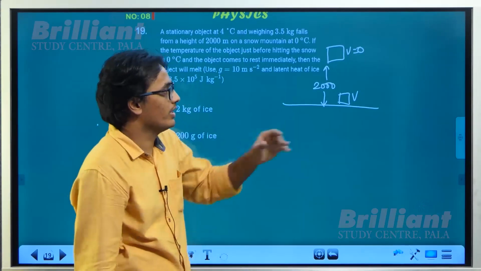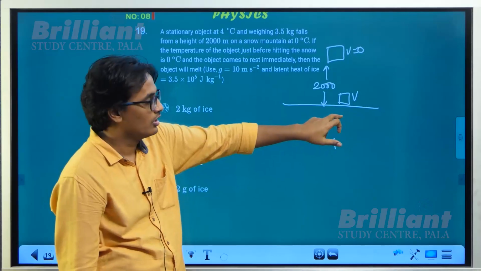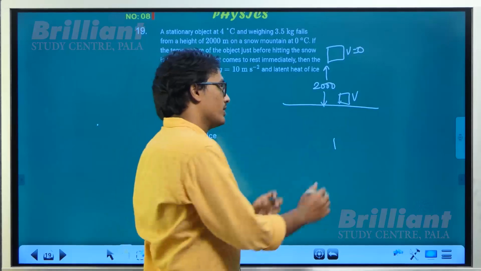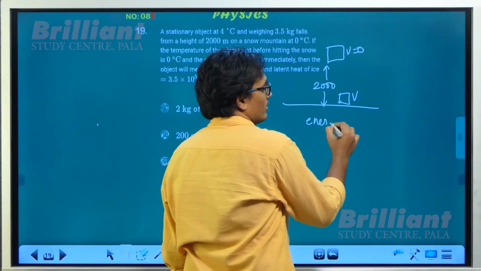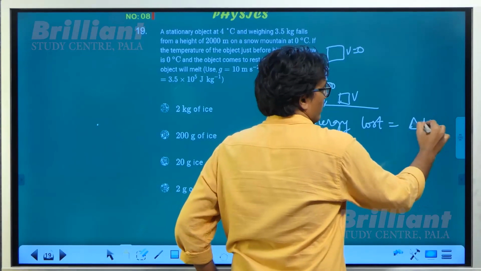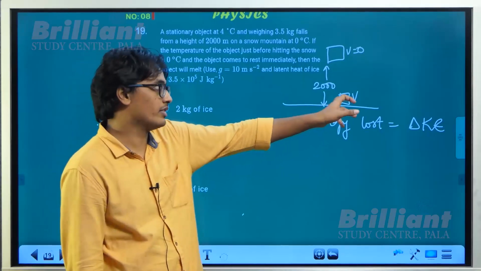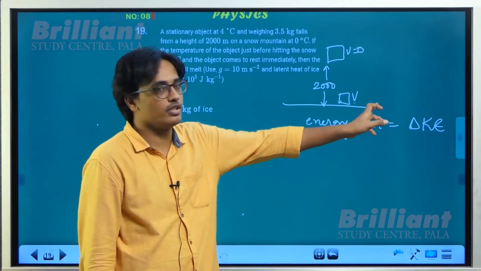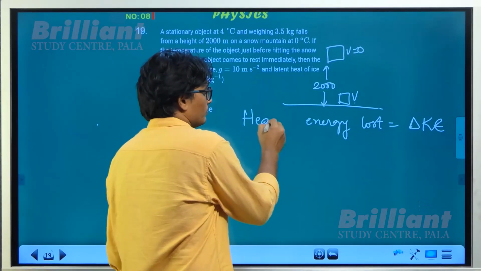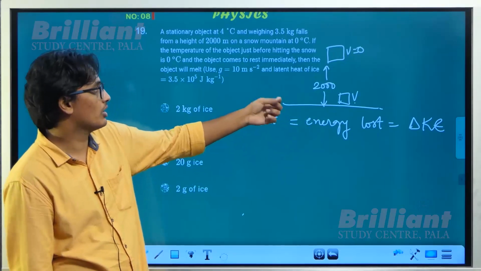They are saying it collides with the ice. Here it has kinetic energy. It collides with the ice and finally comes to rest. The energy lost is equal to the change in kinetic energy. Its initial velocity was v, and after collision it suddenly becomes 0, so it loses energy. That energy will be converted into heat. This heat will be absorbed by ice and because of that ice melts.